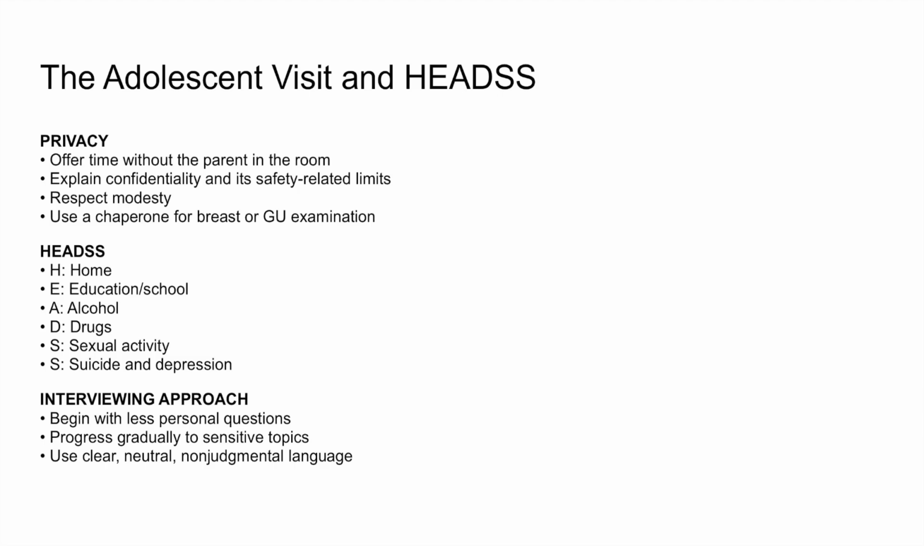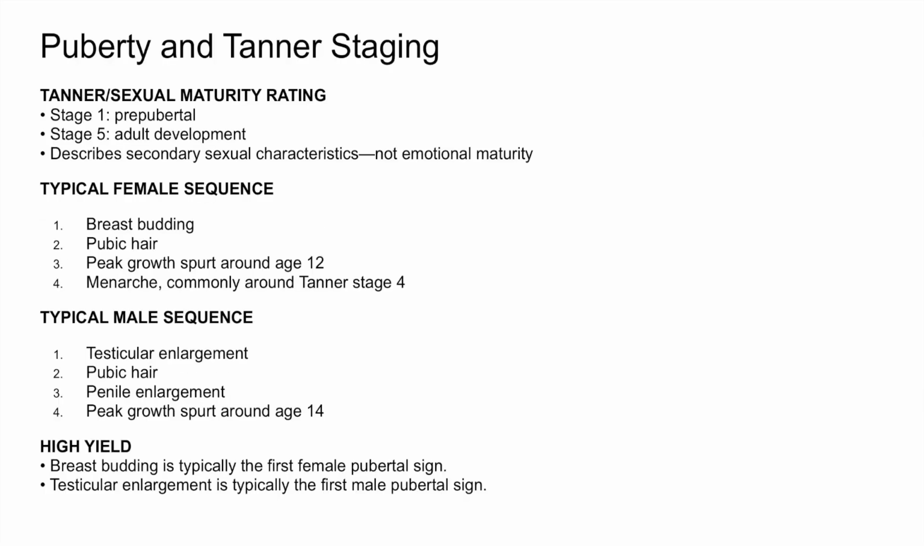Modesty must be respected during the examination, and sensitive breast or genitourinary examinations should follow institutional chaperone policies with clear patient communication and consent. Tanner staging describes physical sexual maturation from stage 1, which is prepubertal, through stage 5, which represents adult physical development. It evaluates breast and genital development separately from pubic hair because gonadarche and adrenarche are related but distinct processes. Tanner stage does not measure emotional maturity, judgment, or readiness for sexual activity.